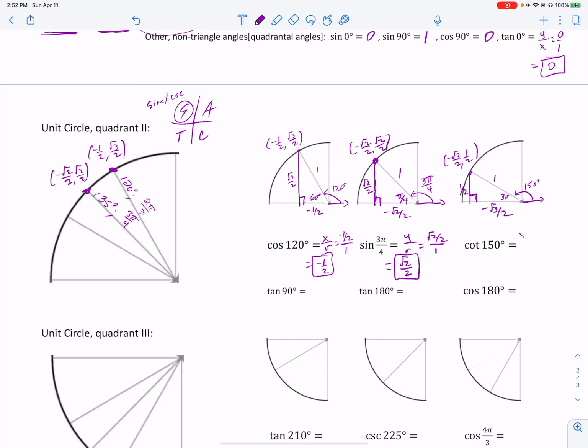And cotangent is x over y. So we have negative root 3 over 2, all over 1/2. If you take negative root 3 over 2 and multiply by the reciprocal, 2 over 1, the 2's cancel, and you get negative root 3 for that value. That's your cotangent of 150 degrees.